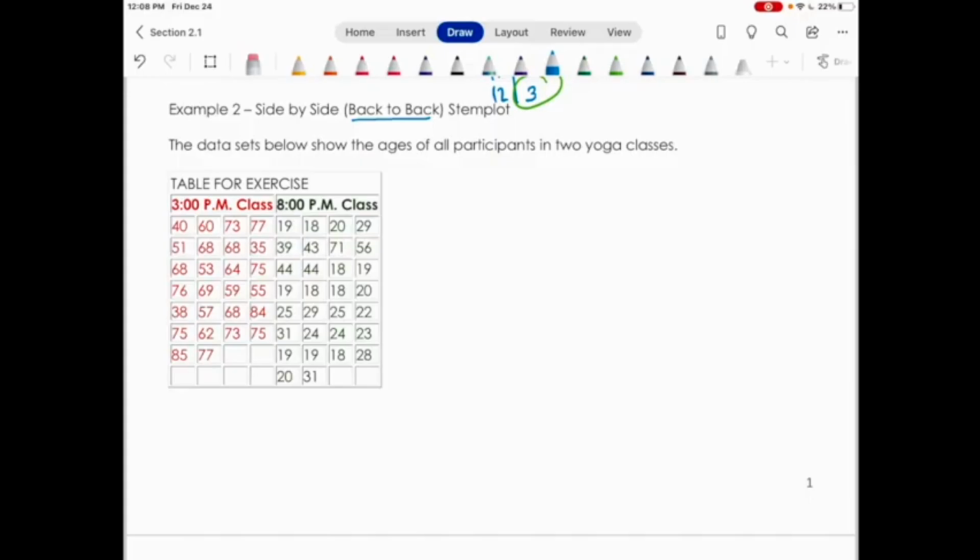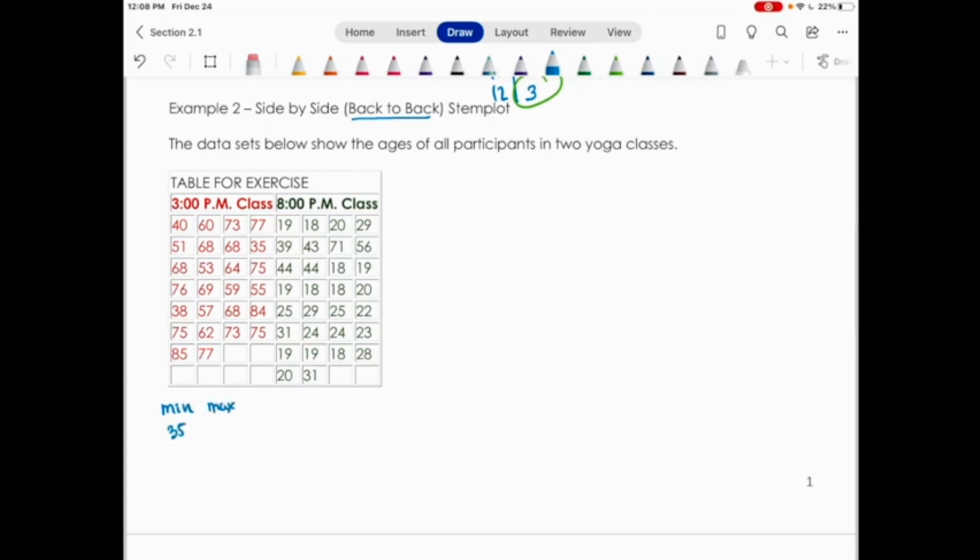Now that we have the data sorted and you've made sure that there are no typos in your list, the next step is to identify your stems. Because we have 2 data sets, we want to check the low and the high values for both data sets, because all of those stems need to work for both data sets. So when I look at the lowest value for the 3 p.m. class, it looks like the smallest value is going to be 35.